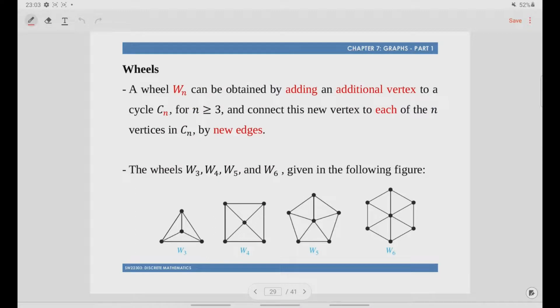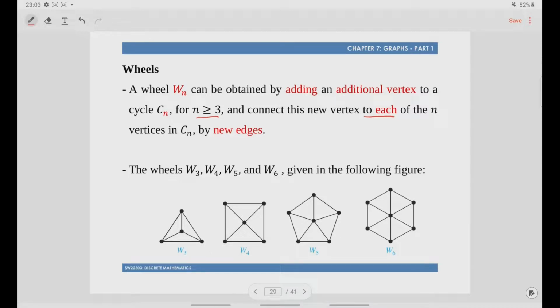Now we move to wheels. A wheel denoted by capital Wn can be obtained by adding a single additional vertex to a cycle Cn, where n is greater than or equal to 3, and connecting this new vertex to each of the n vertices in Cn by new edges.